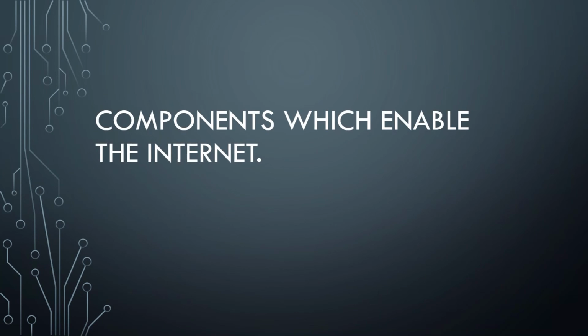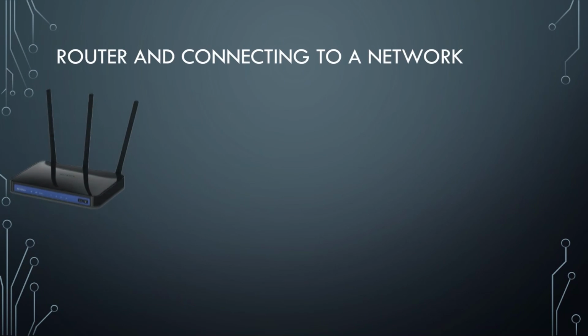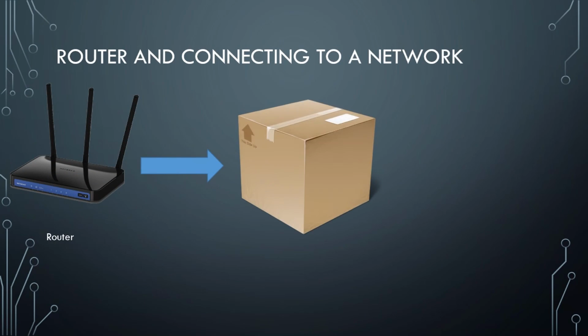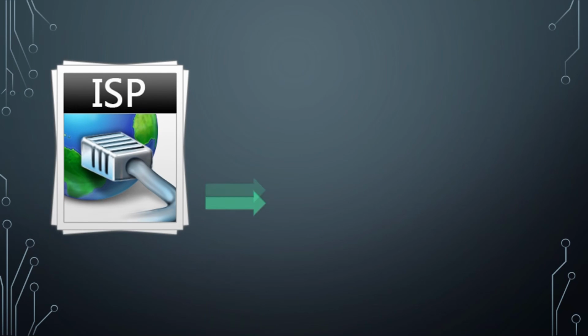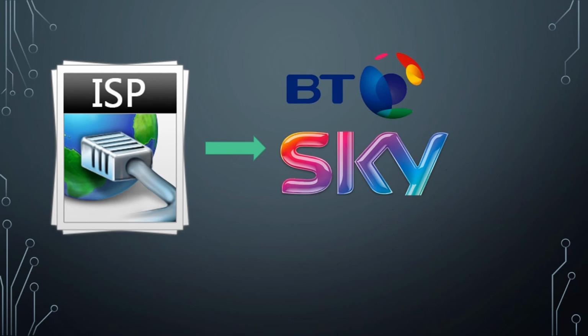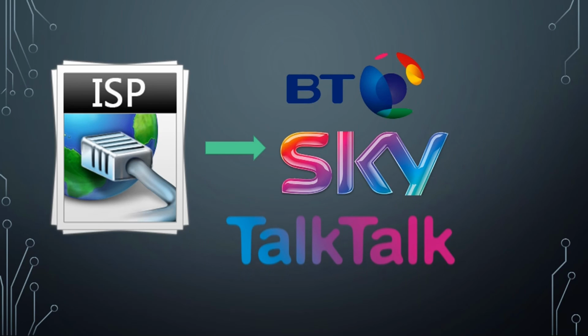The internet is constructed upon many levels, all of which will be explained upon in this video. The first essential item that you will need is a router. A router is a device that forwards packages of information across multiple networks. You can obtain a router from your ISP, Internet Service Provider. An example of an Internet Service Provider could be BT, Sky, or TalkTalk.